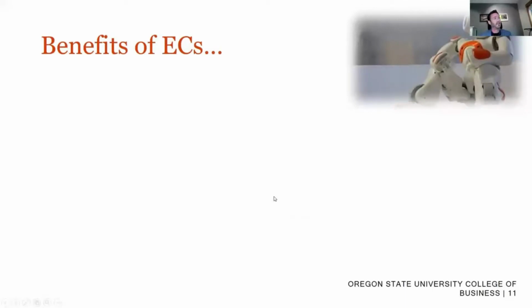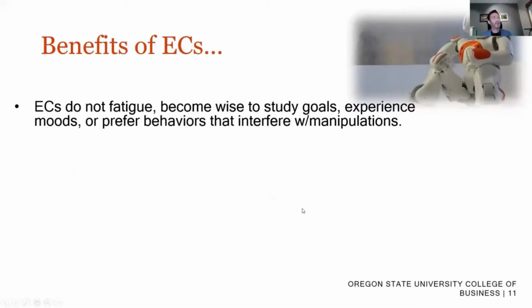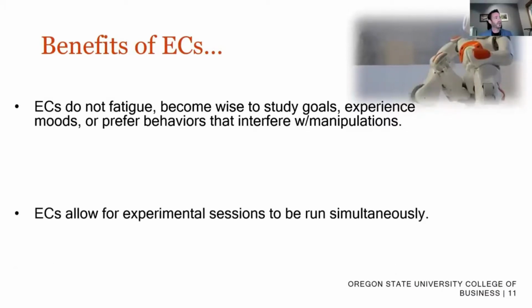Now, revisiting for a second some of those downsides to real Confederates, some of the benefits of electronic Confederates include, first, they don't fatigue. They don't become wise to your study goals. So you have no real risk of a demand characteristic. They don't experience moods, or they don't have behavioral preferences that interfere with the manipulation. If you ask an electronic Confederate to behave, or design it to behave, in an extroverted manner, you're not having to overcome its proclivities for introversion.